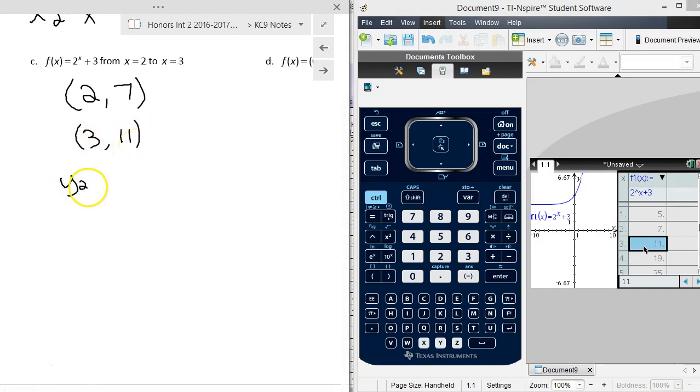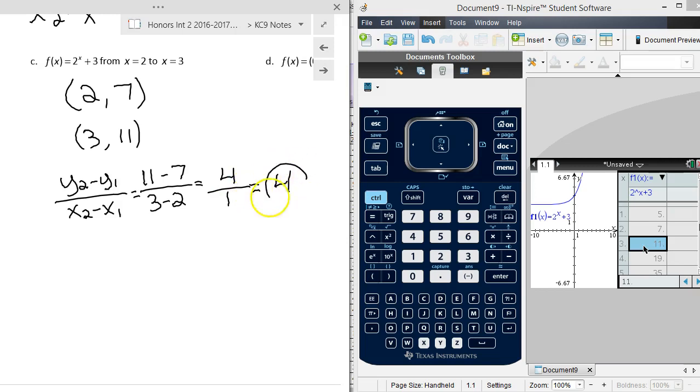So y2 minus y1 over x2 minus x1: 11 minus 7 over 3 minus 2. 11 minus 7 is 4. 3 minus 2 is 1. And you get 4. And that is your answer.